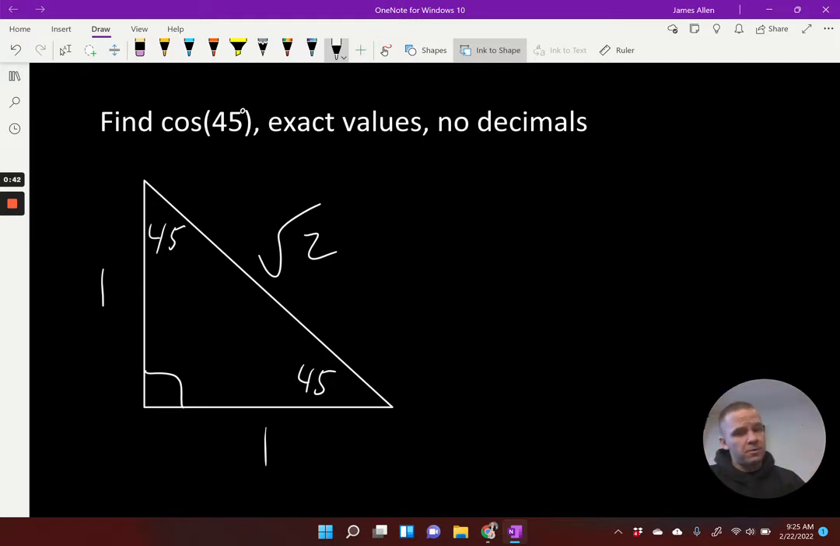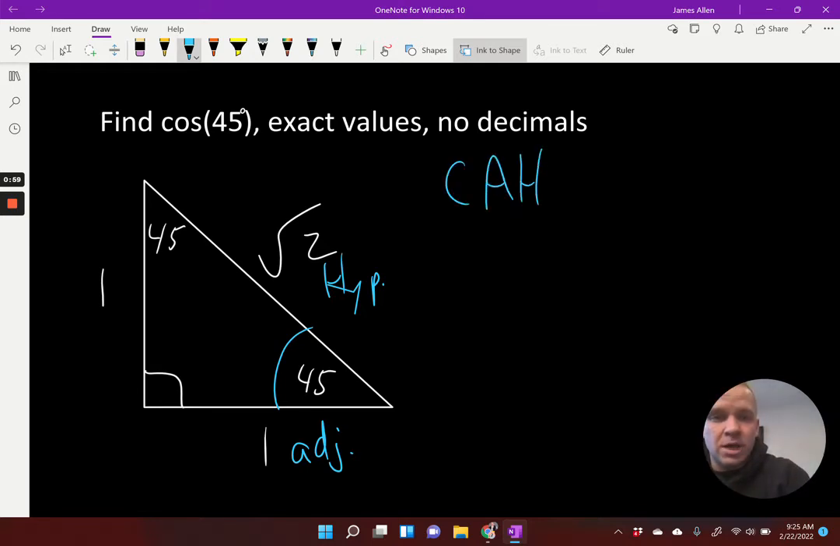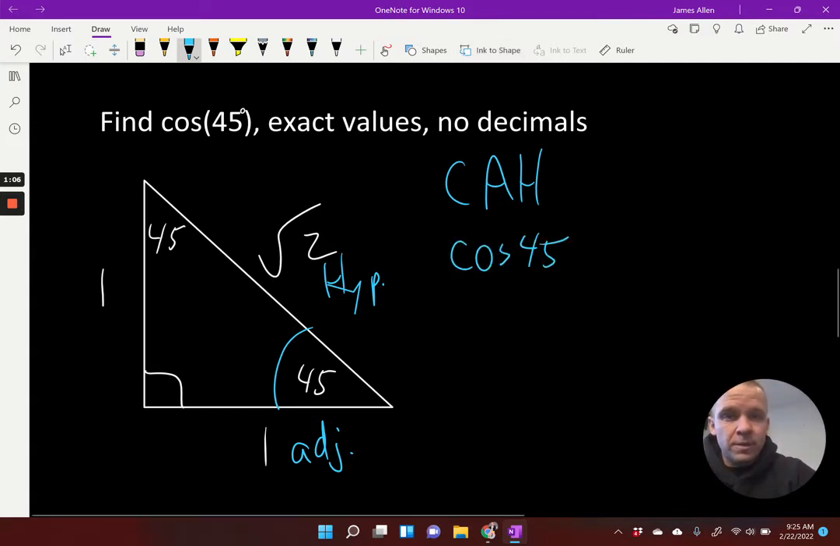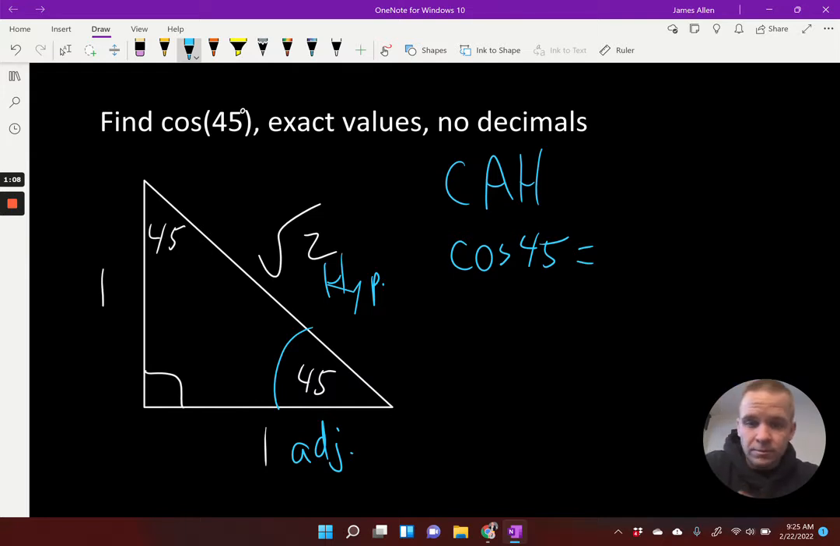So if I'm trying to find the cosine of 45, let's pick one of these angles to look at it from. Doesn't matter which one in this case because we have two 45-degree angles. So if I look at it from that one, my adjacent side, the one that I want, would be this guy, and my hypotenuse, the other one that I want, would be this one. Cosine is adjacent over hypotenuse, right? We're using the CAH of SOHCAHTOA. So now, cosine of 45 is going to be the adjacent, which is 1, over the hypotenuse, which is root 2.